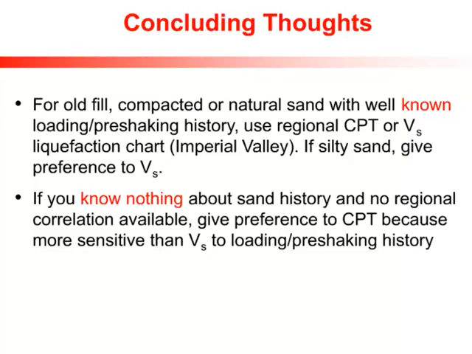and again, I emphasize regional, which basically means knowing the history of the site. And if you have a lot of silts, give preference to shear wave velocity. CPT needs some correction factors, which have a lot of uncertainty in them, so shear wave velocity doesn't require that for silts, which gives it some advantage from that point of view. If you know nothing about either side of that site, then as we said, give preference to CPT, because it's more sensitive to the history, and so it gives you some indication of the past history of that site and how it behaves.